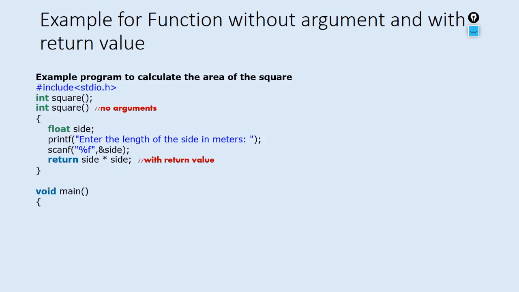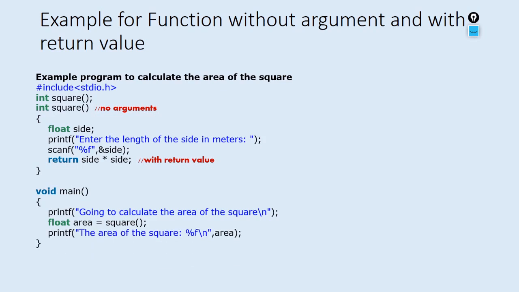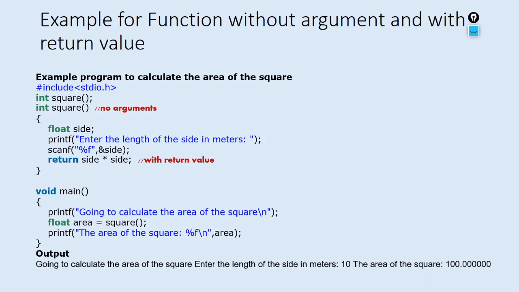Next comes the main function, and here we are going to calculate the area of the square. Float area equals a call of the square function, and then it is printing the area. The output asks to enter the length of the side in meters, suppose we enter 10, and it gives the area of this square. So first of all, this is the declaration, that is the prototype, and this prototype is optional.